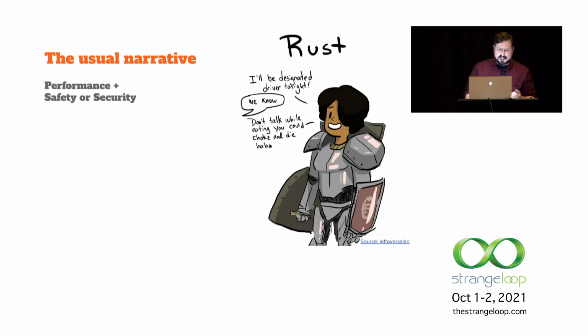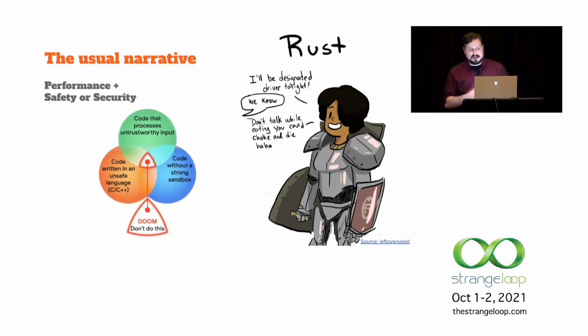The usual approach that everyone talks about, and the one that gets the most attention, is this performance plus safety and security. And the reason I think that gets a lot of attention is because it's very hard to do in a lot of other languages. So this is a graphic that came from the Google Android team, where they're talking about where you have security exploits. It's when you have unsafe code that's not sandboxed and running on an untrustworthy input.